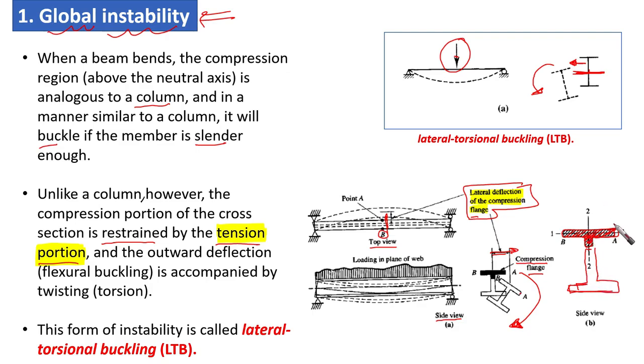This means that this part, which is the compression part, is going to buckle in this direction. But because there is a tension portion here, this part of the cross section is going to be under tension. So it is going to restrain the compression part from going laterally. Based on that, you are going to find this part behaving as if it goes laterally and twists at the same time. So it gives us this motion. Okay.